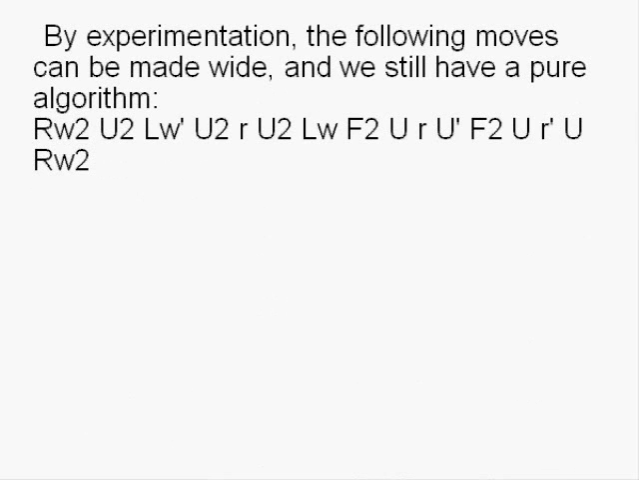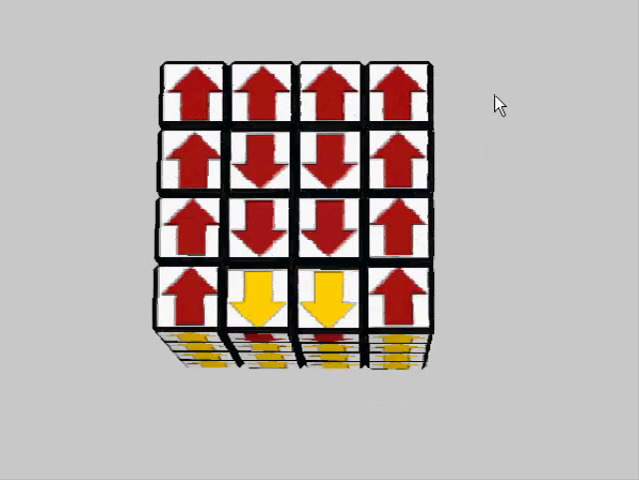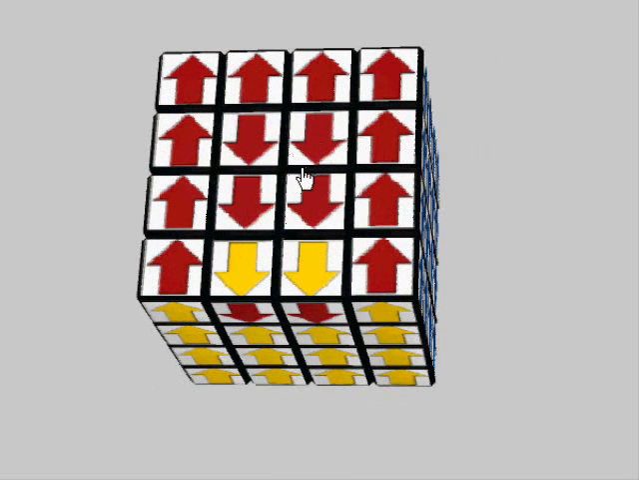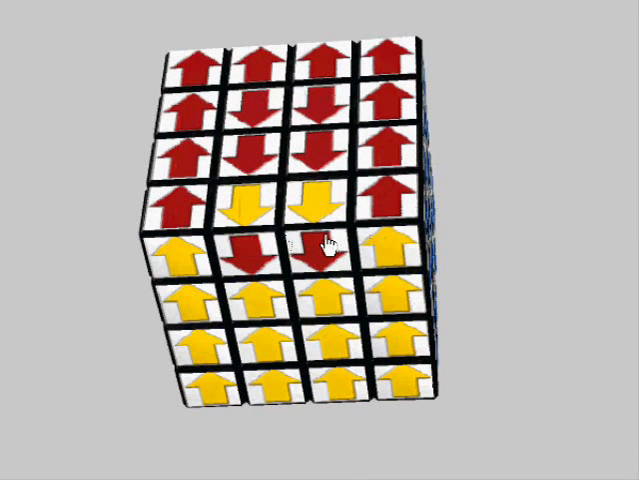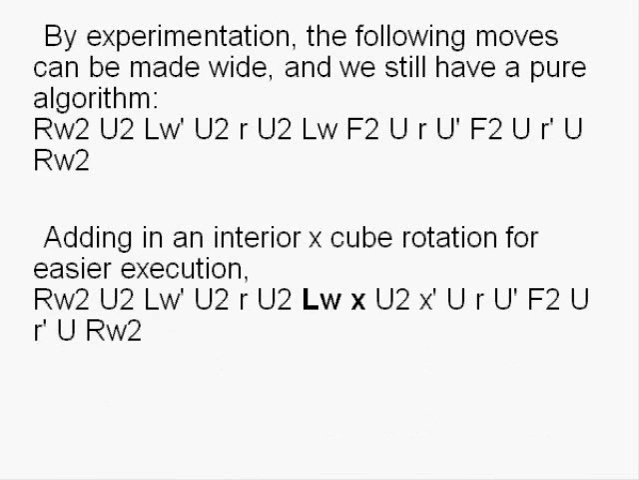Next, by experimentation, the following moves can be made wide and we still have a pure algorithm. I'm going to apply this to the cube before I move on. As you can see, the center affected is in F and the edge affected is here. Now, adding an interior X cube rotation for easier execution, or that was a LW and F2.